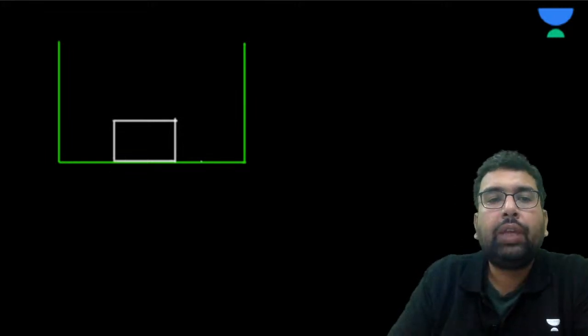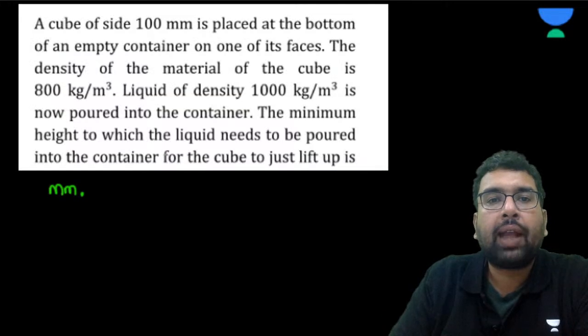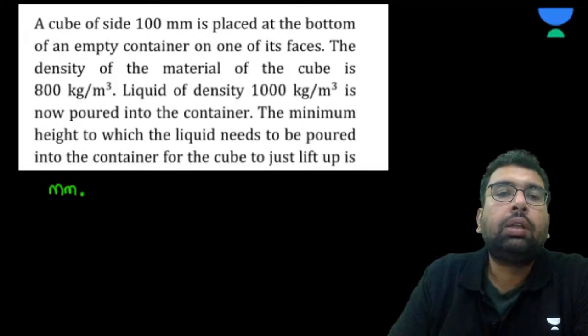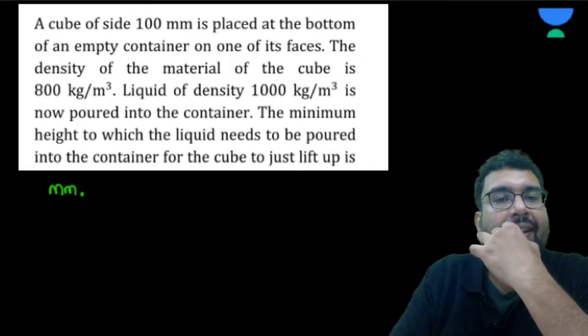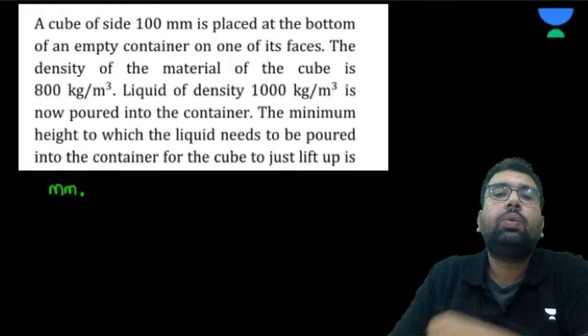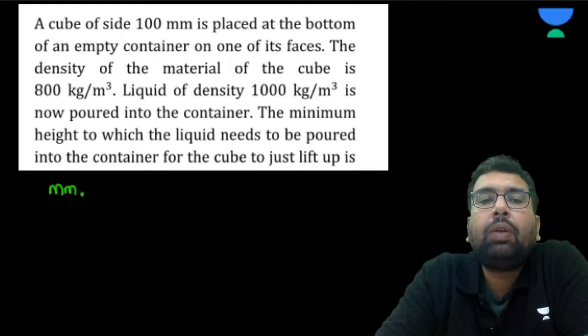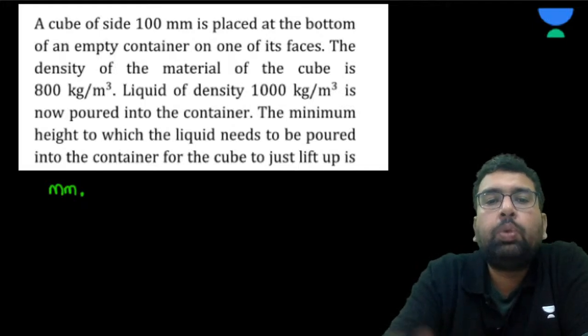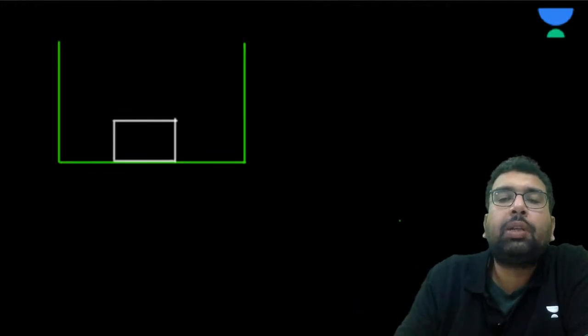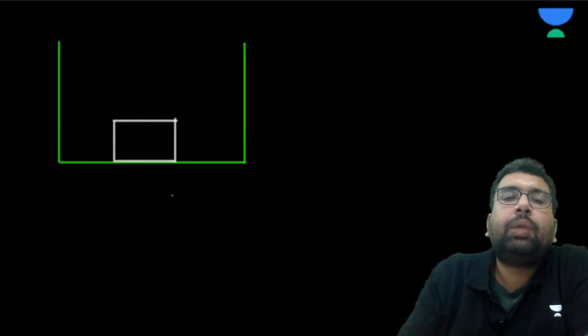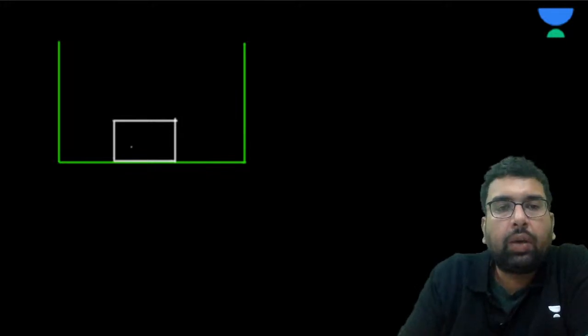Okay, so we have a cube of side 100 mm. It is placed at the bottom of an empty container on one of its faces. The density of the material of the cube is given. The density of the liquid is given. So liquid of density 1000 kg per meter cube is now being poured into the container. The minimum height to which the liquid needs to be poured for the cube to just lift up. So what is that fluid they must be pouring? Obviously, sir, it is water because the density given is 1000 kg per meter cube.